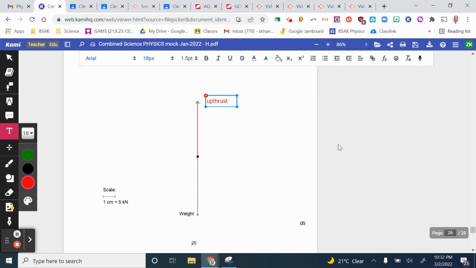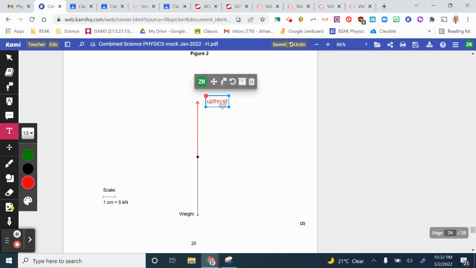Okay, and because the boat is floating and stationary, the weight is equal to the upthrust, so these two forces are equal and opposite. You need a ruler to draw this, and you need to make sure that it is equal in size to this opposite force here.